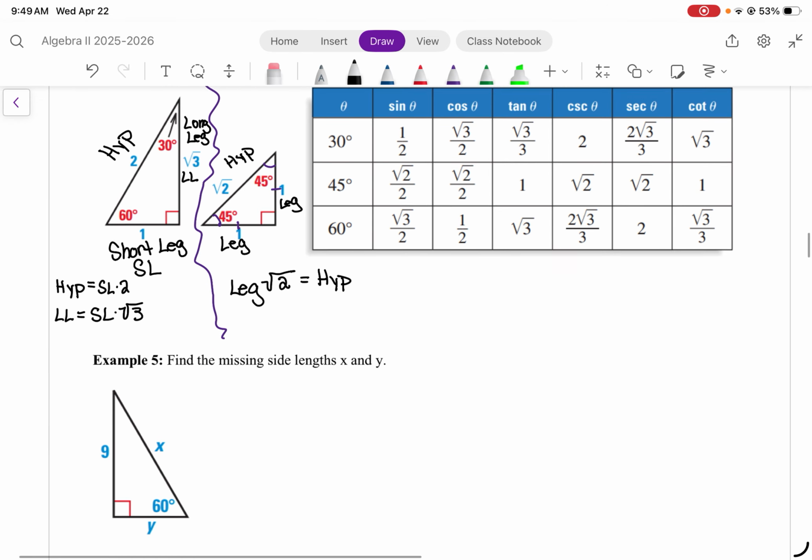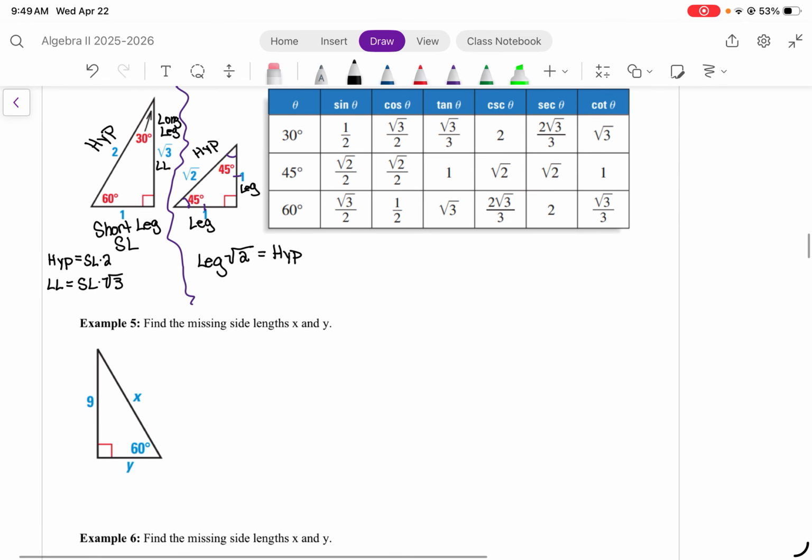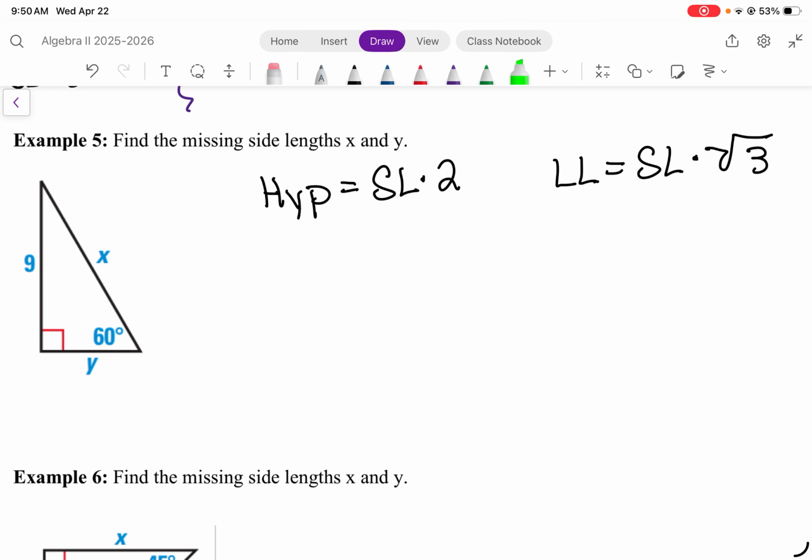Okay, so using that information, we're going to do example 5. They want us to find the missing side lengths of x and y. Looking at this triangle, right away, I recognize that it's a 30, 60, 90. So I'm going to write down my two equations because you are going to need both of them right away. In this one, the hypotenuse I know is x, so I'm going to replace the hypotenuse with x. And then the short leg would be across from the 30-degree angle, which is over here. So my y would be my short leg. I'm going to replace that with y, and then times 2.